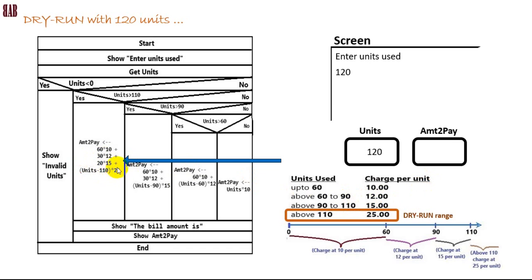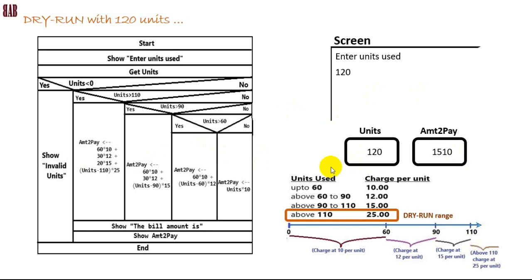So how do we get above 110? Units is 120. So 120 minus 110. So the balance after 110 we get from this calculation, right? So units minus 110 will be 10. This units is 120. 120 minus 110 is 10. So 10 you multiply by 25. So this calculates and comes up with 1520.